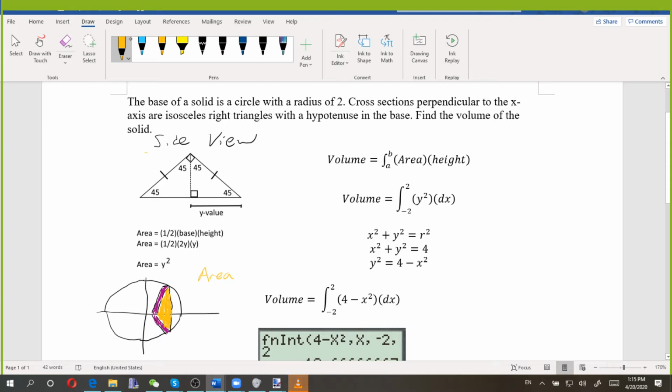So to get the area of this triangle, I would still need to get 1/2 of my base times my height. In this case, if our triangles are isosceles right triangles, then I can split this triangle in half here, which would split the triangle down this line here. So that would give me a y value on this side.